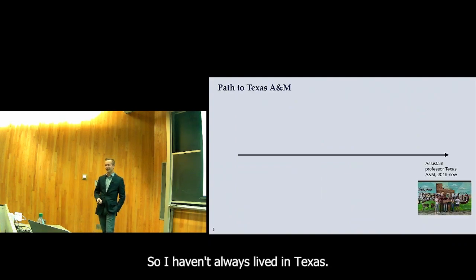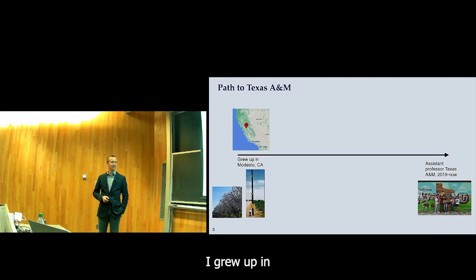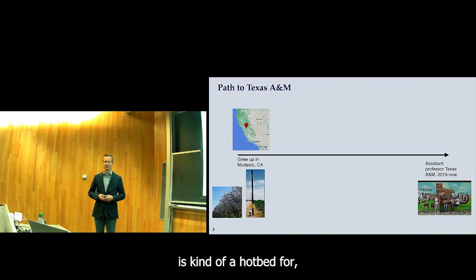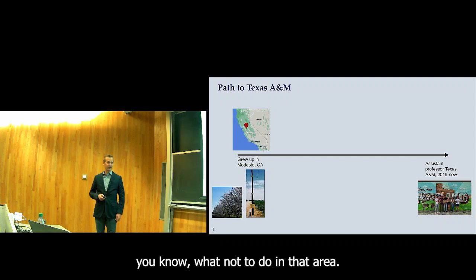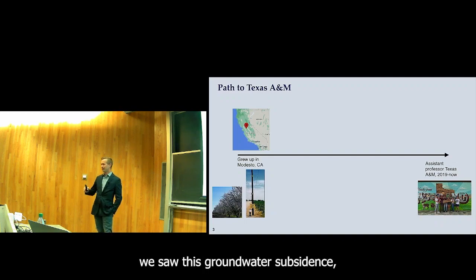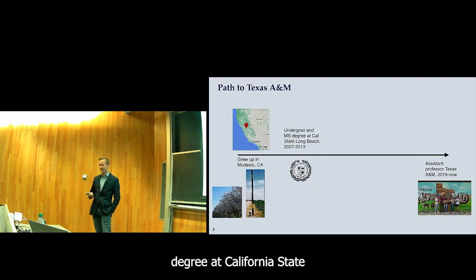So I haven't always lived in Texas. I haven't always been at Texas A&M. Like Boya mentioned, I grew up in California, and particularly in the Central Valley. So if you know anything about water issues, water distribution, California is kind of a hotbed for what not to do in that area. I got interested in environmental issues growing up there because there was a lot of agriculture, and we saw this groundwater subsidence, water quality issues, and so that prompted me to pursue an environmental science degree at California State University, Long Beach, and then I switched to chemistry at some point there.